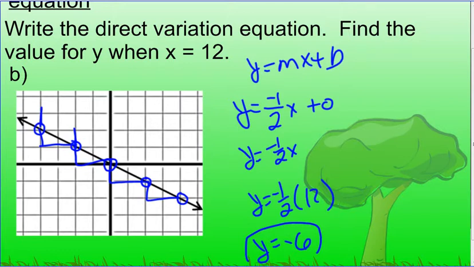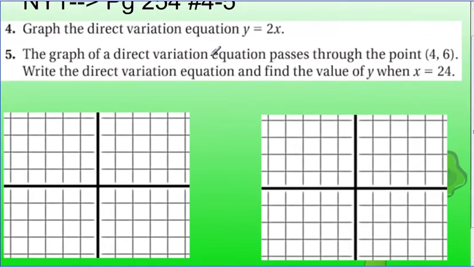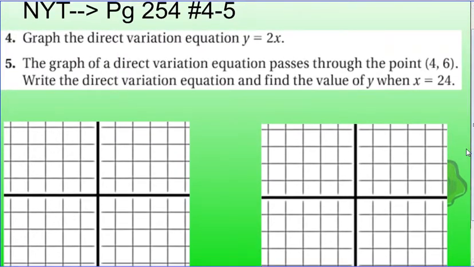Okay? So, I would like you please to do the next two problems out of the textbook. They come from page 254, numbers 4 and 5. Number 4, you're going to graph this. Number 5, it gives you a little wordy problem, but you still might need the graph space to do it. So please do numbers 4 and 5 from page 254. Pause the video when you're ready to continue, hit play, and we'll go through them together.